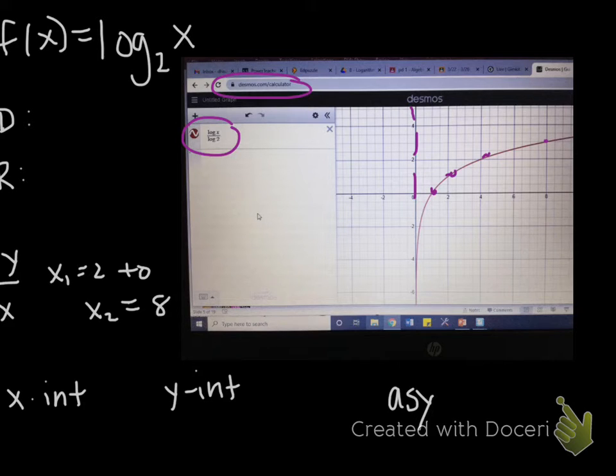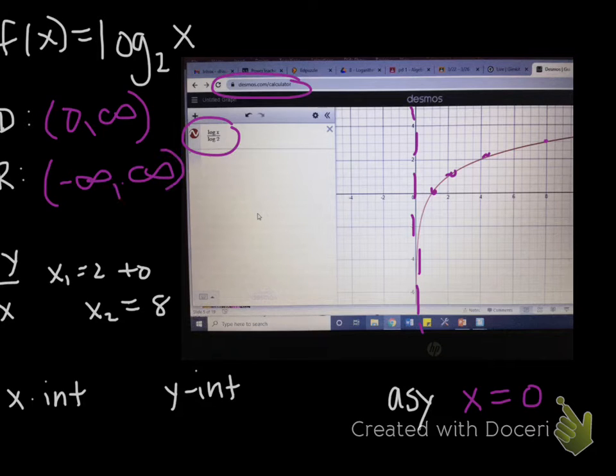Notice this graph is leveling out at a vertical value, so my asymptote is going to be at x equals 0 for this problem. My domain is going to go from 0 to infinity because that asymptote will prevent the graph from going any further. The range is negative infinity to positive infinity because it will go forever down and the y values will go forever up.